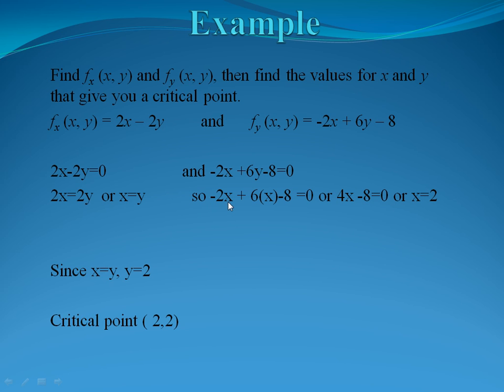So minus 2x plus 6x, because x equals y, so we're plugging in an x, minus 8 equals 0. Now we can combine the x terms, 6x minus 2x, so we have 4x minus 8 equals 0. And if we solve for x here, we get x equals 2. Well, since x equals y, if x equals 2, y equals 2. So we get a critical point of (2, 2).